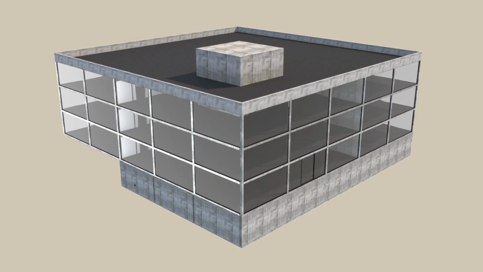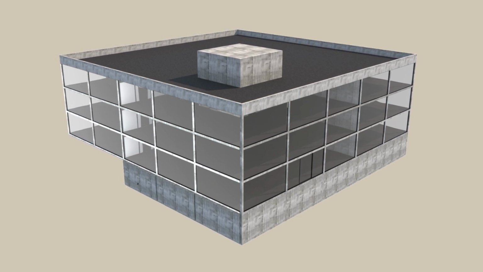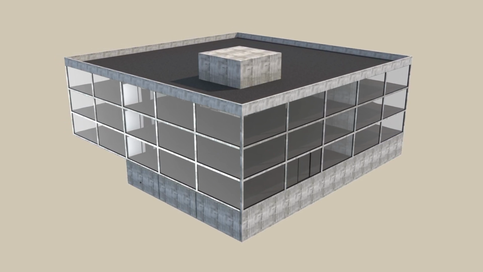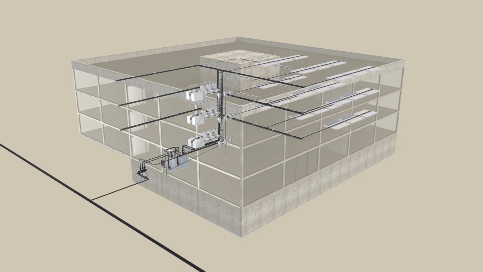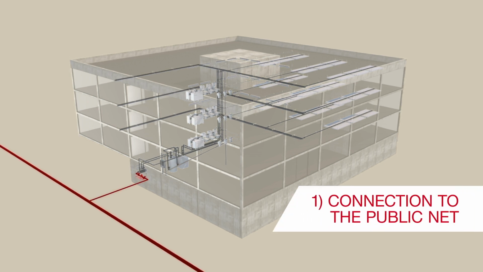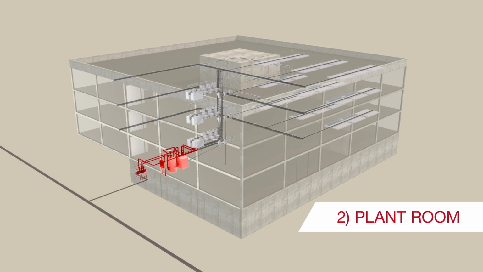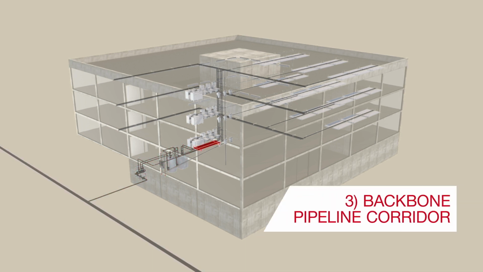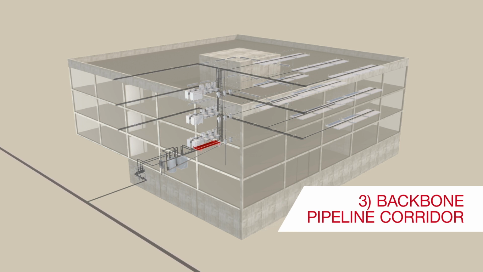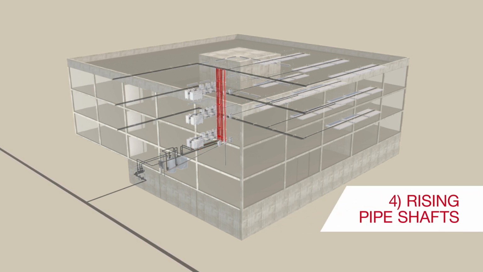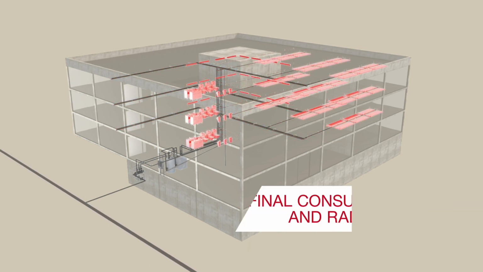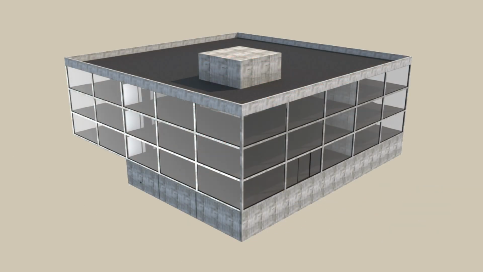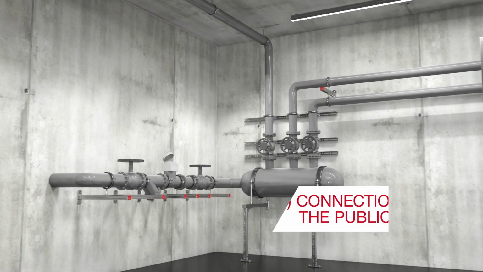This module should guide you through typical piping applications in a small commercial building, helping you to remember 5 of the most important configurations. Every piping system has 6 basic phases. Connection to the public net, plant room, backbone pipeline corridor, rising pipe shafts, floor distribution, final consumption and radiators. Let's have a look at the connection to the public net.